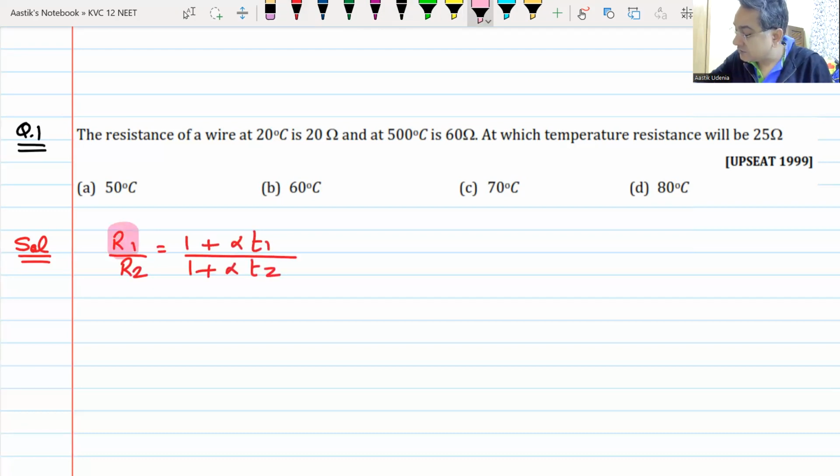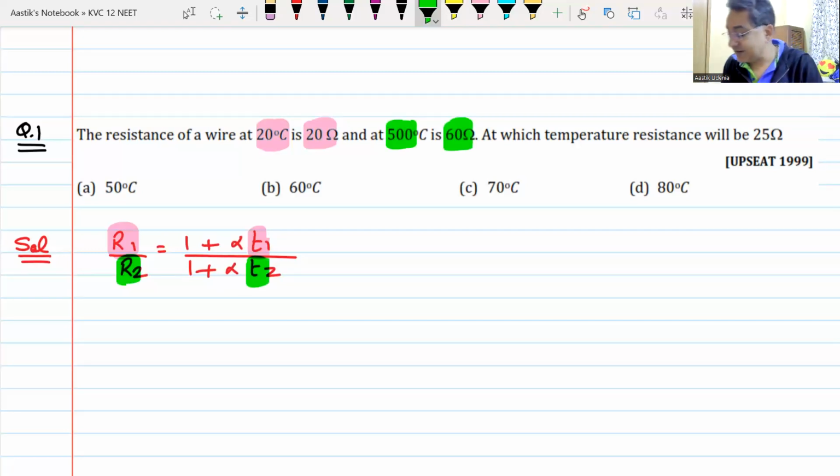This R1 is 20 ohms and this T1 is 20 degrees Celsius. Do we understand this? This R2 is 60 ohms. T2 is 500 degrees Celsius. Do we understand this, everyone? Solving this, you can get the value of alpha from this equation because alpha is the only unknown. Solving this, you will get the value of alpha as 1 by 220.